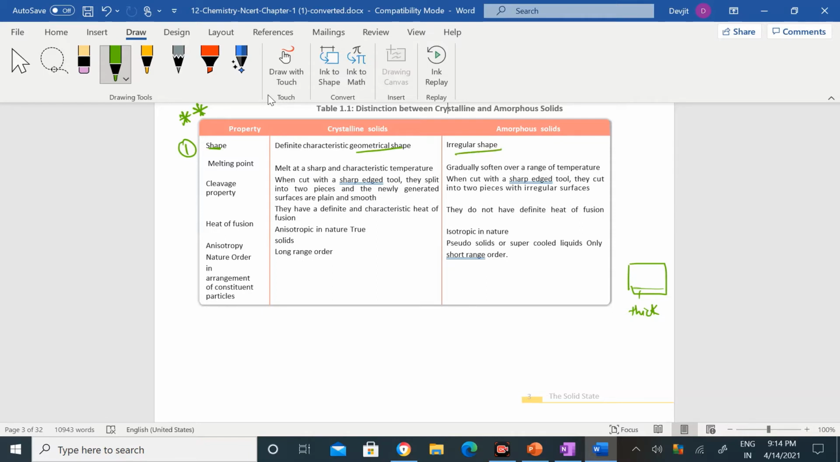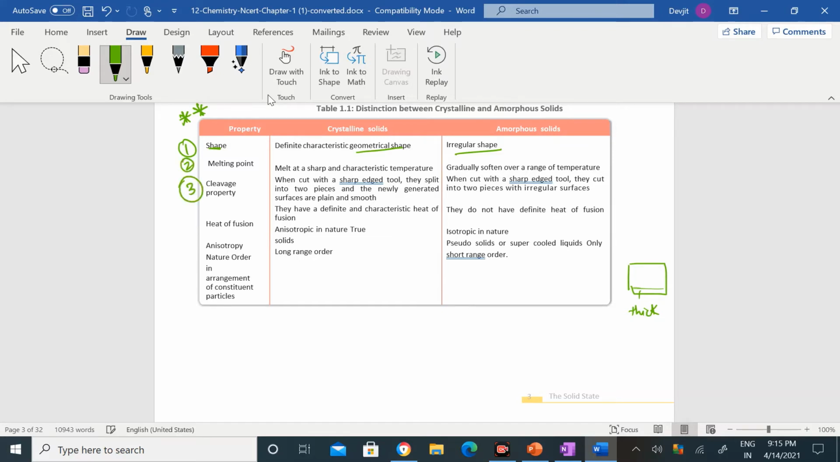Melting point: just now we have discussed that a crystalline solid has a very sharp melting point. Suppose I am taking a crystal like NaCl, sodium chloride. It is crystalline in nature. It has a very sharp melting point. At a particular temperature, the cubes or solid blocks of NaCl will melt. Whereas amorphous solids like glass, plastic, rubber don't have a sharp melting point. They start melting or softening at a particular temperature and melt down over a range of temperature, but not at a particular temperature. Cleavage property.